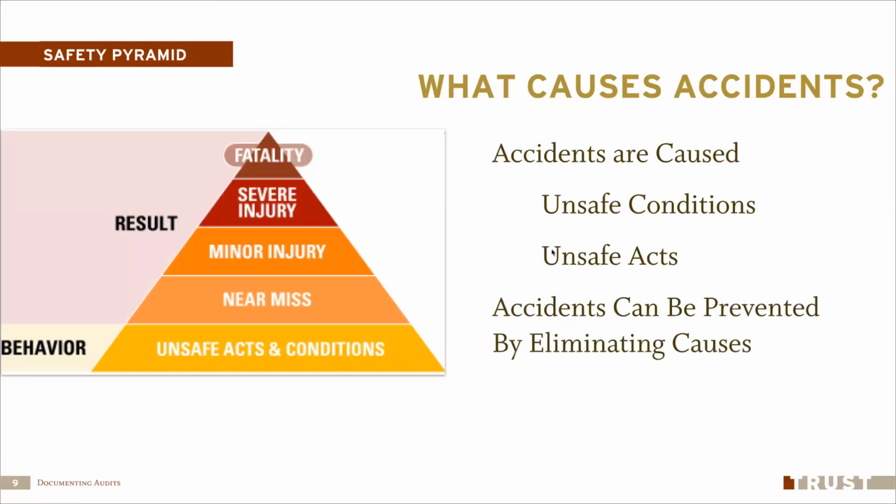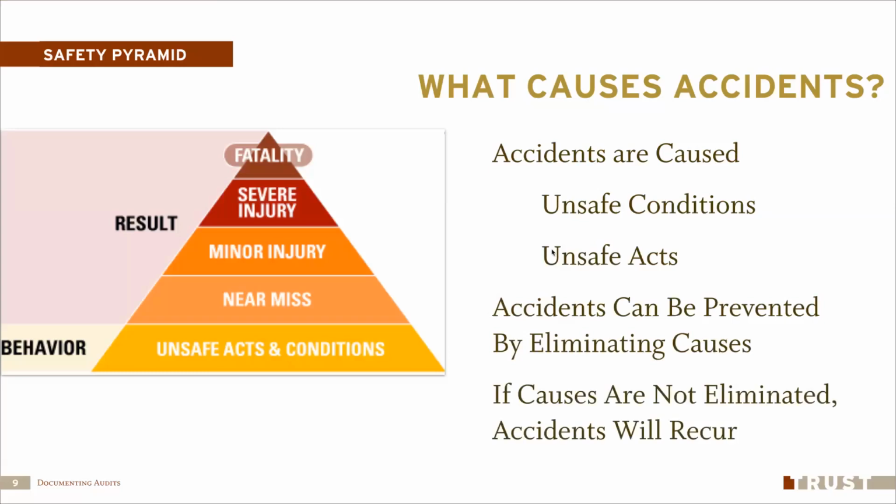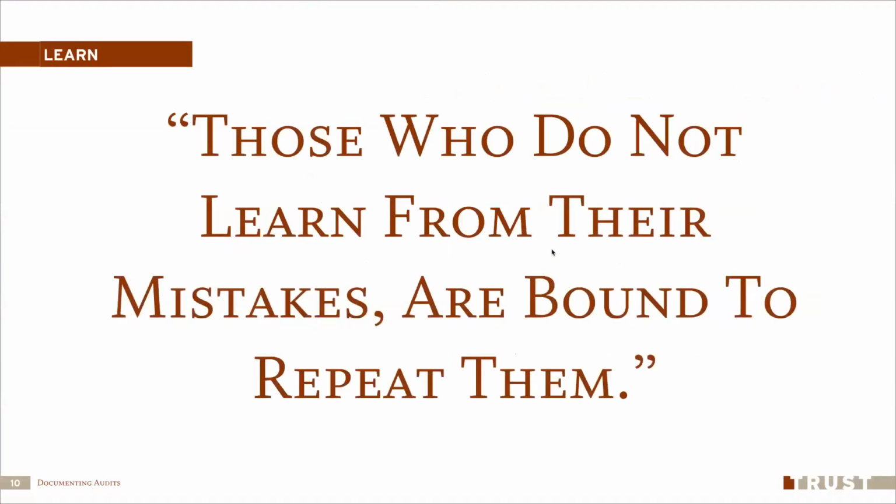By eliminating these causes, we prevent the accidents. But if we don't eliminate those causes, they're still out there, and they will recur over and over again. One thing that we've learned over and over is that if we don't learn from our mistakes, they're going to happen again. And as we look at claims come in, very, very seldom do we see a claim description come in and go, wow, never seen that one before? Most of the time, it's the same thing.